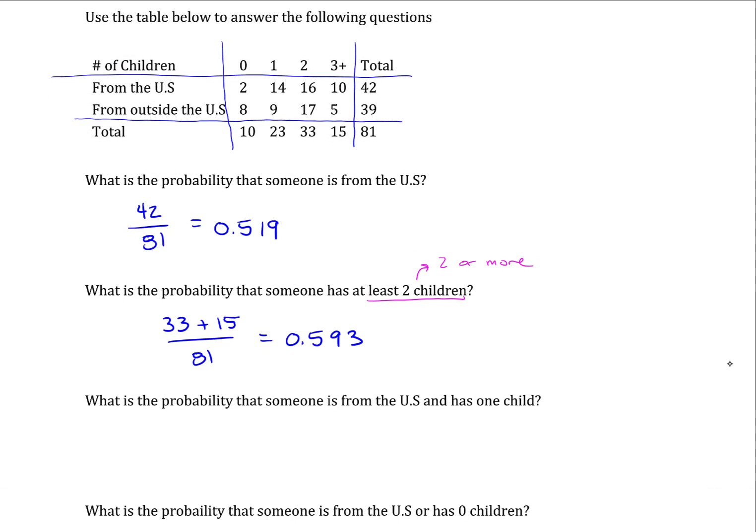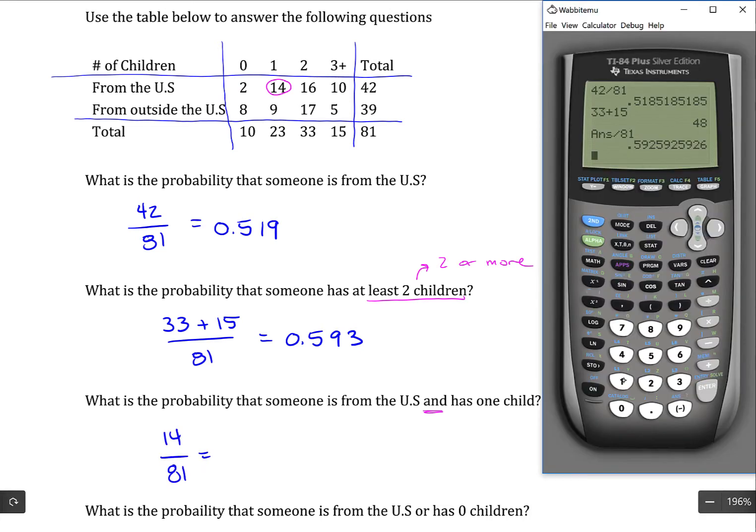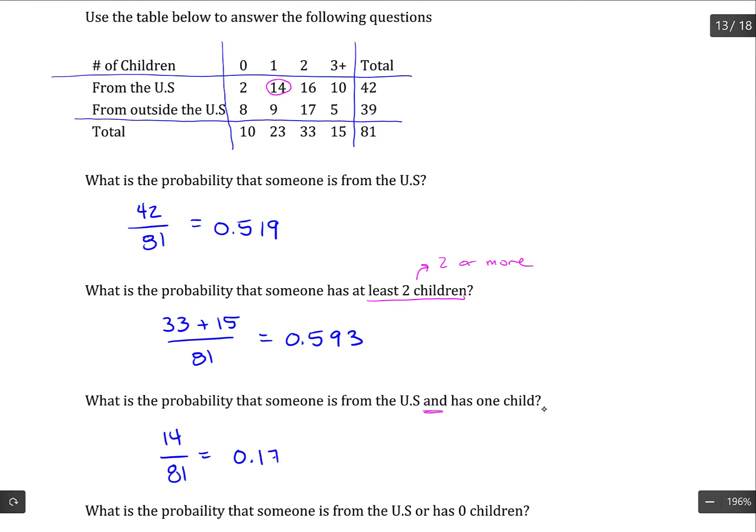What is the probability that someone is from the US and has 1 child? So from the US and has 1 child. Since it's an and probability, that's when we look at the intersection of those 2 groups. So there's 14 individuals that have 1 child and are from the US. And that's out of 81 total in the table. So 14 over 81 is 0.173.